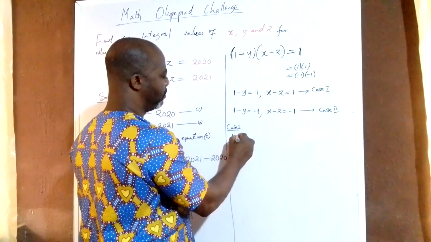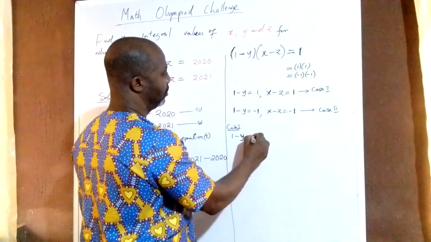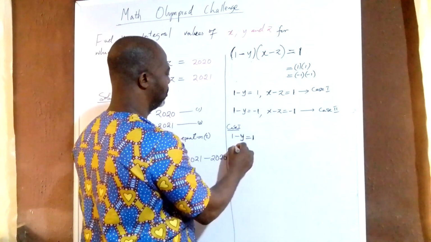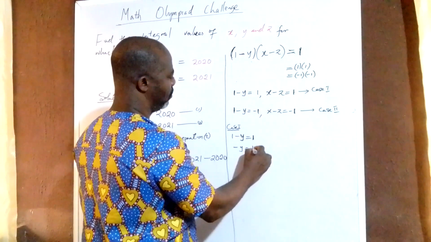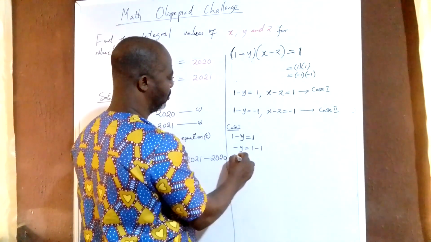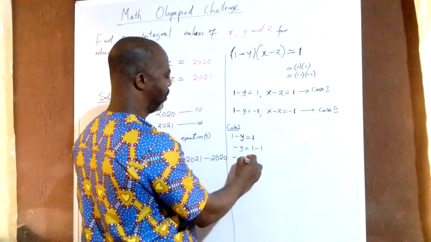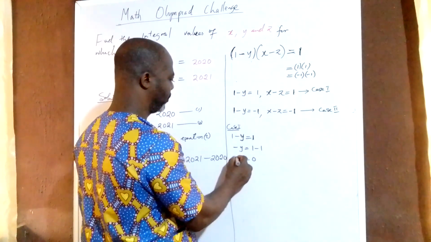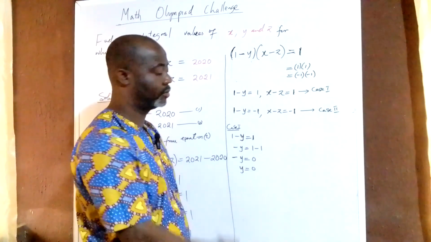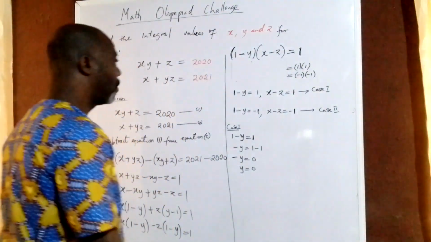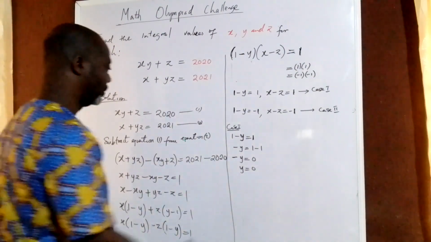We have 1 minus y equal to 1. So that means minus y will be equal to 1 minus 1, minus y will be equal to 0, and then y will be equal to 0. That's for case 1. If y equals 0, what will be the value of z?